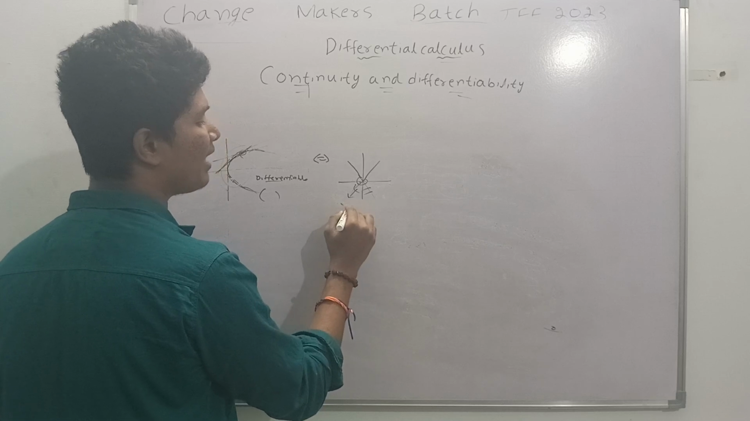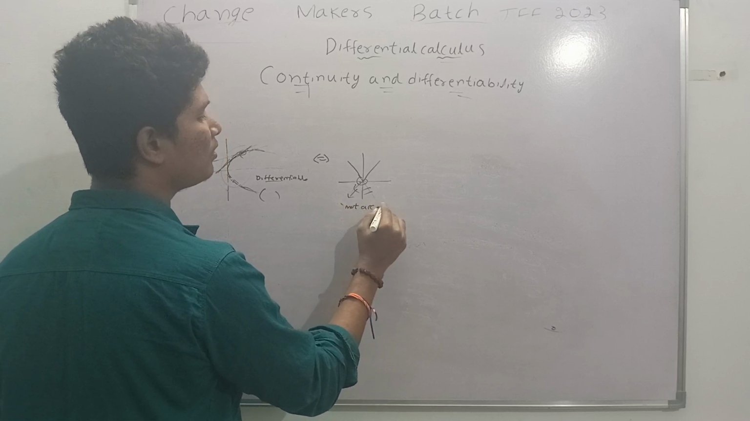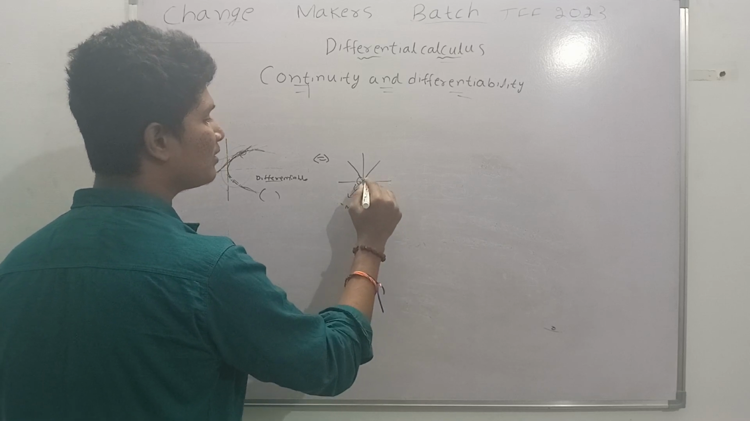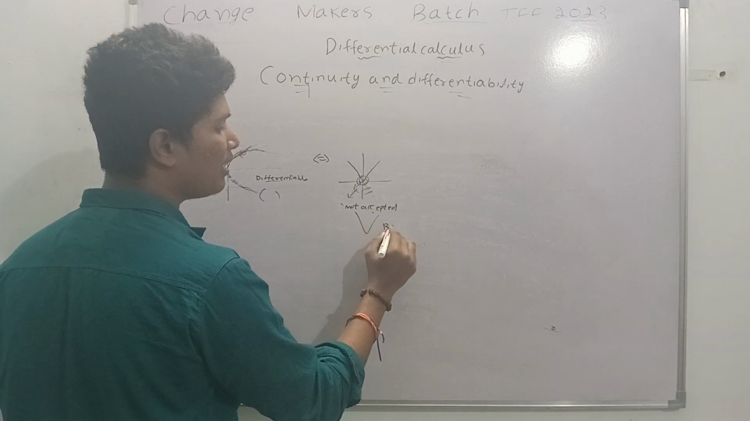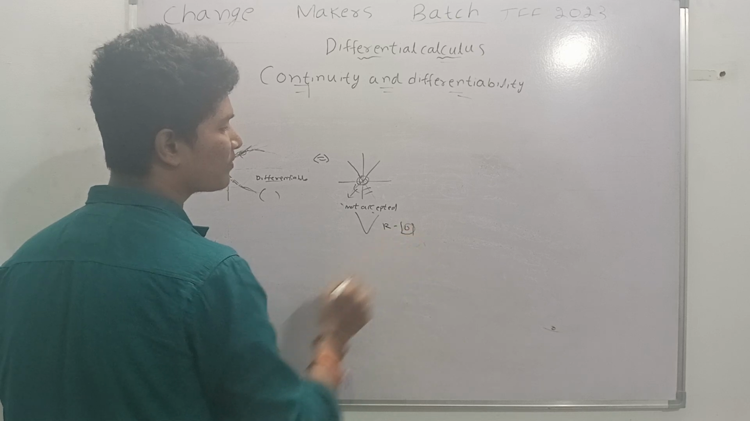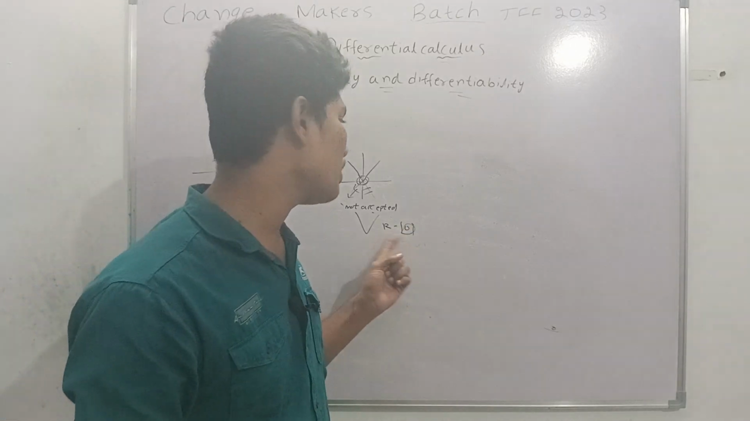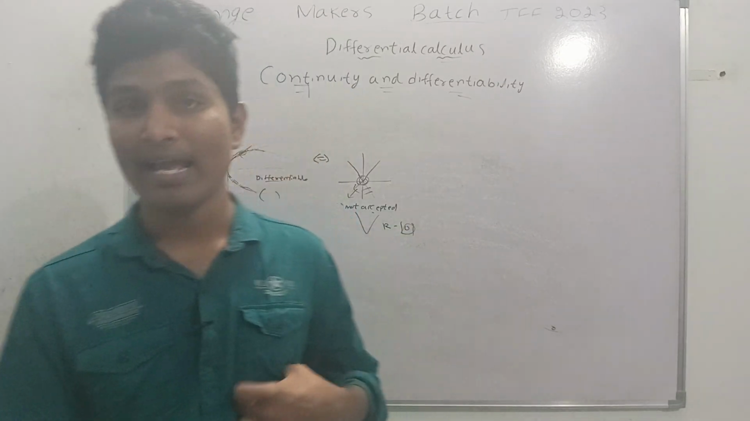which is not accepted. So this mod x is not differentiable at x equal to 0. At the remaining points, it is all differentiable. Like that you have to say.